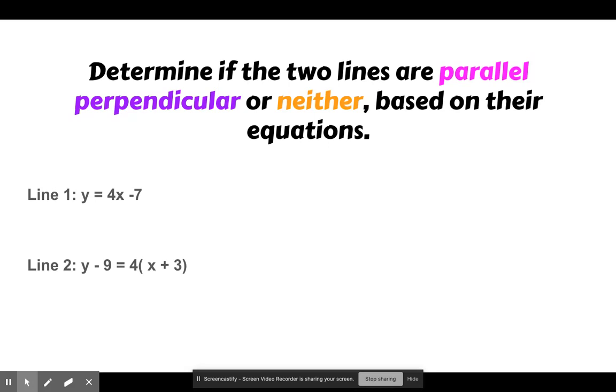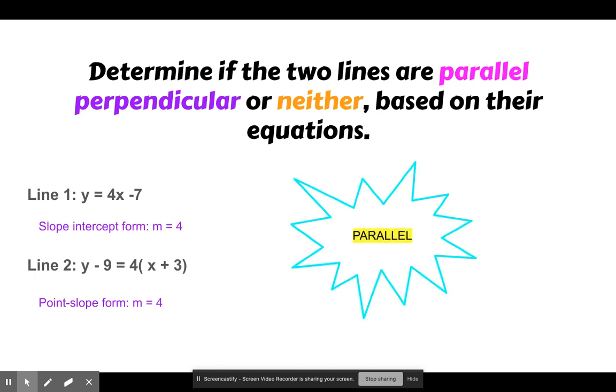All right, so you should see that the first equation is in slope-intercept form, and the slope is 4. Remember, in slope-intercept form, the slope is going to be the value in front of x. Line 2 is in point-slope form, and the slope is the number in front of the parentheses, and the slope here is 4. So they both have a slope of 4, which is the same. So this means that these lines are, you guessed it, parallel.